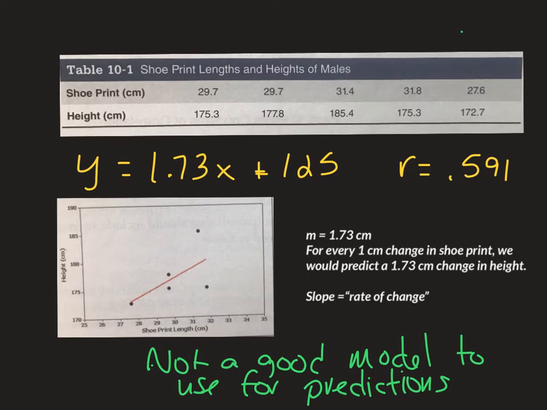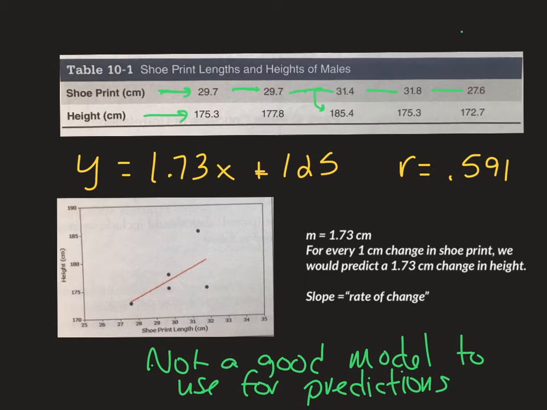I have shoe print lengths, and that's my x, my explanatory variable, and my height is my response variable. Shoe print is what police or investigators use when they find shoe prints at places. They use it to come up with how tall somebody is. So the value of the shoe print is used as a predictor for what the height is going to be.